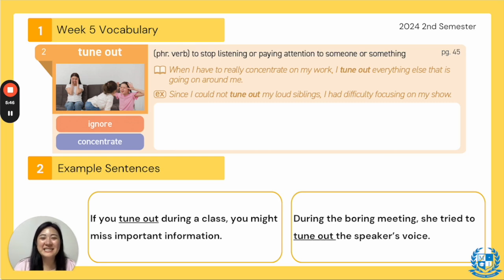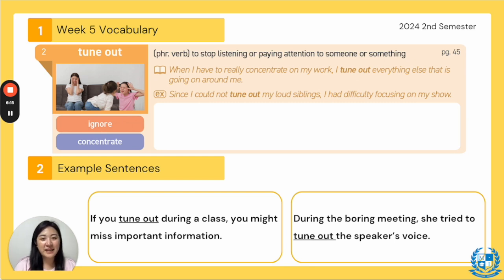In our TED Talks, it says, when I have to really concentrate on my work, I tune out everything else that is going on around me. So say that there's sound of dad cooking, and there's a sound of mom vacuuming, and there's a sound of construction outside, but you really need to concentrate on your schoolwork, then you would tune out all of the sounds, meaning you would ignore and stop trying to pay attention to those little sounds.